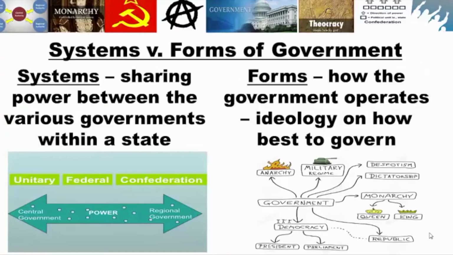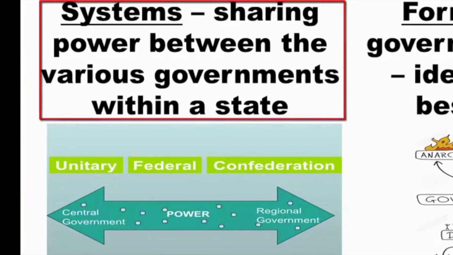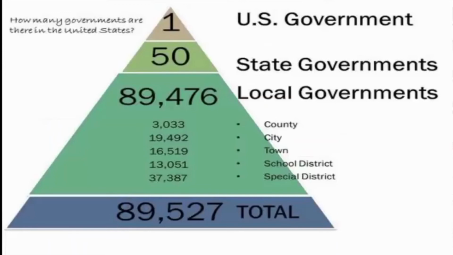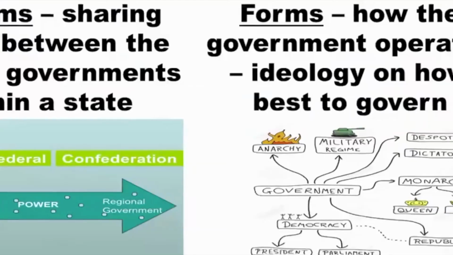So what is the difference between a system of government and a type or form of government? Well, systems look at how power is shared between the various levels of government. Remember, your levels are national or central at the top, state or province in the middle, and local towns, cities, and villages at the bottom. So we looked at a federal system in the U.S., which shares power between the national and state governments. And this is what systems are about. They're about the different levels.